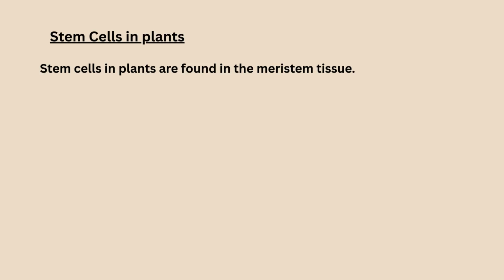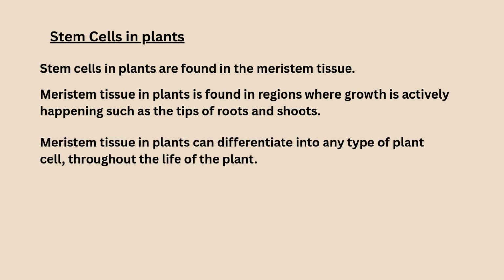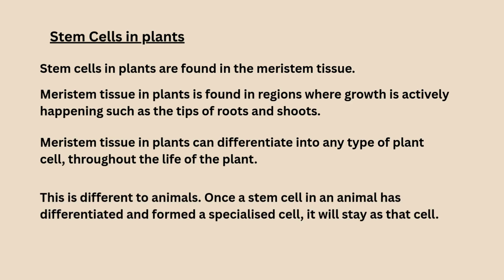Stem cells in plants are found in the meristem tissue. Meristem tissue in plants is found in regions where growth is actively happening, such as the tips of roots and shoots. Meristem tissue in plants can differentiate into any type of plant cell throughout the life of the plant. This is different to animals. Once a stem cell in an animal has differentiated and formed a specialized cell, it will stay as that cell type.